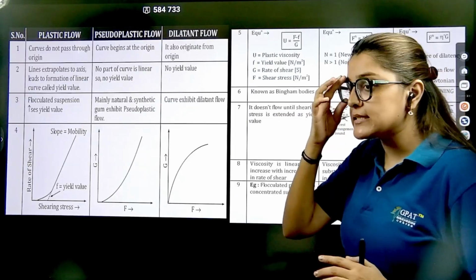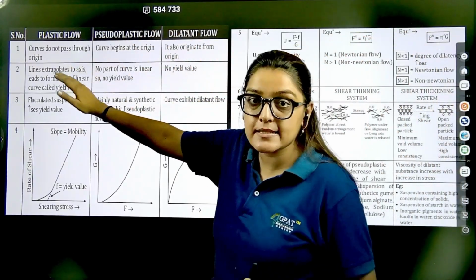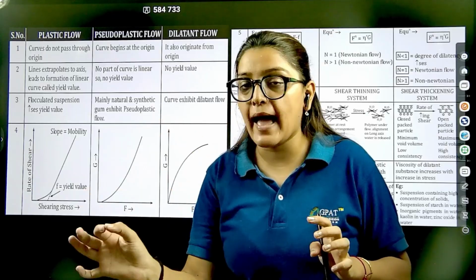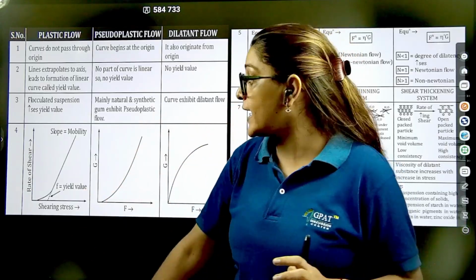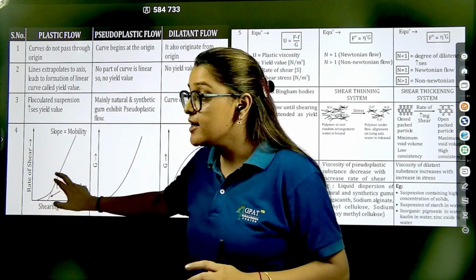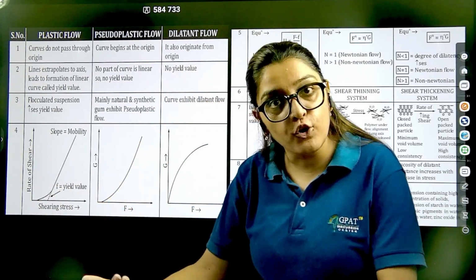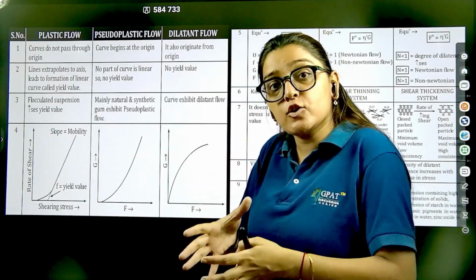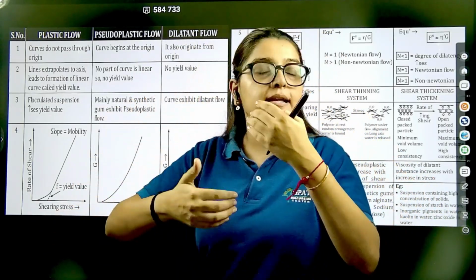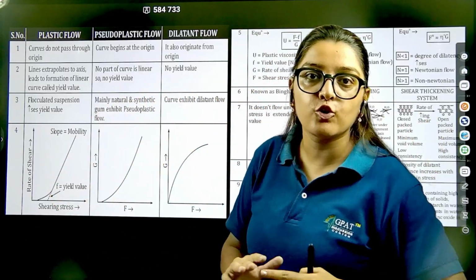So in the last class, what we have covered, we have summarized this way. Plastic systems are the systems which need additional yield value to be able to flow, right? You can already see here that we do not start from the origin. You need the material to be pushed, and then they remove their aggregates, the floccules, and then they are able to show their flow property.